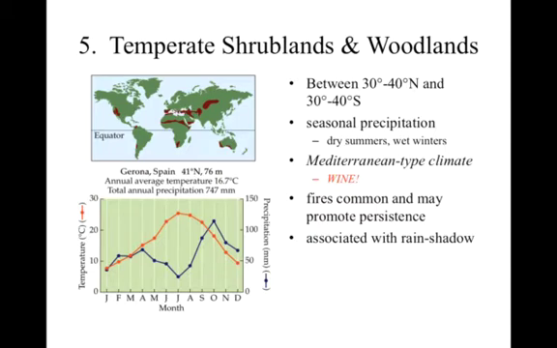All right, so the fifth biome is a little bit like the grassland. It's the temperate shrubland and woodlands. These occur between 30 degrees and 40 degrees north and 30 degrees and 40 degrees south. But they're different because even though like grasslands they have seasonal precipitation, they actually have the reverse. They have dry summers and wet winters. And that means you get most of your rain when it's not really easy to use. It's in the winter when there's not sun and heat for growing and photosynthesis.